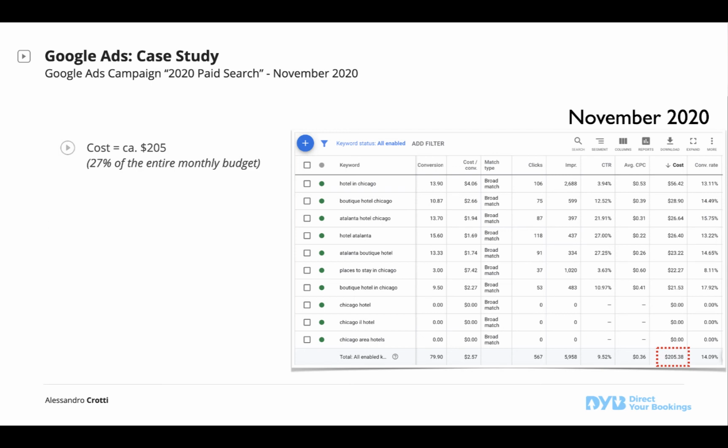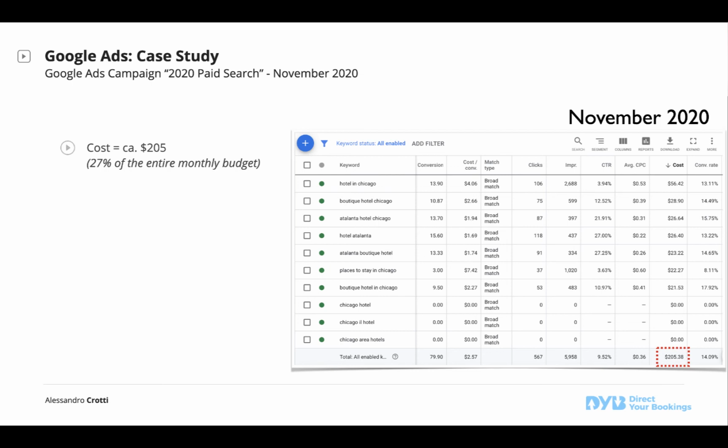I just replaced the real hotel name with Atalanta Hotel Chicago, of course, for maintaining the privacy of the hotel. Same thing for keyword number 4, keyword number 5, and so on and so forth. But other than that, rest assured that everything is authentic. I just had to do that manually in order to maintain privacy and to be able to show this report. Otherwise, it would have been impossible.